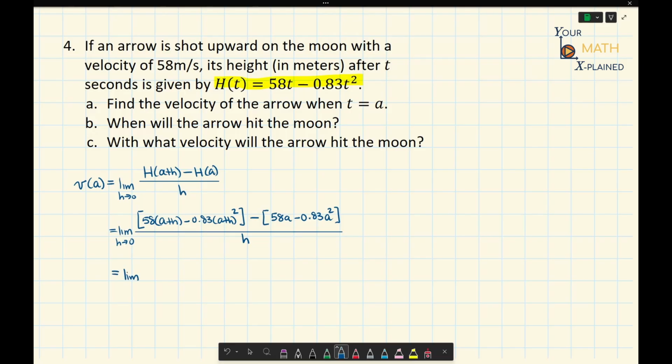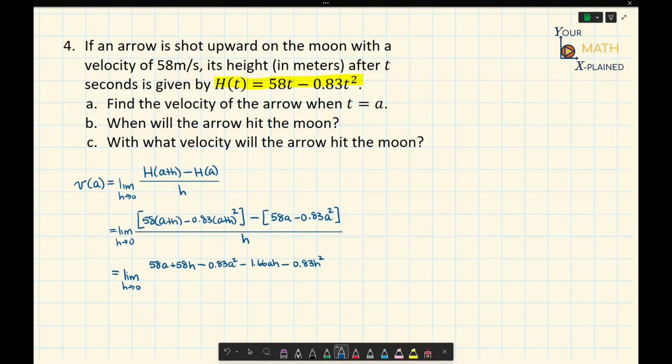So we get limit as h approaches 0. And then the top is now going to be 58a plus 58h minus 0.83a squared minus 1.66ah and then minus 0.83h squared. So that is expanding out the first square bracket.